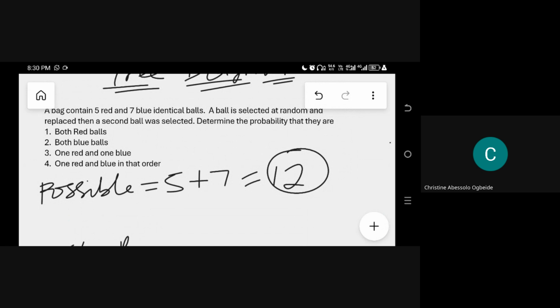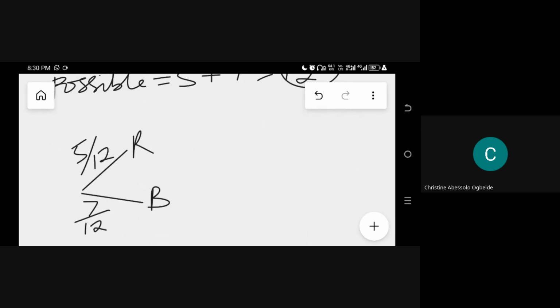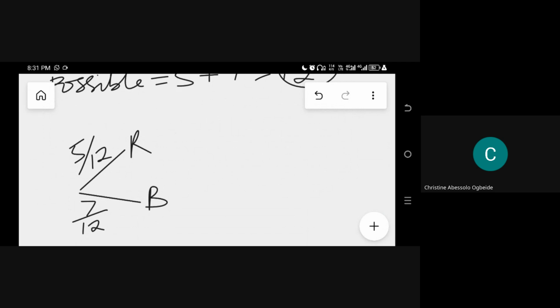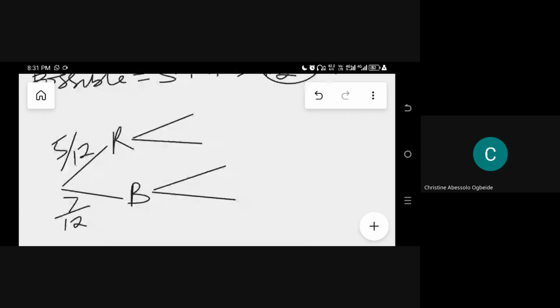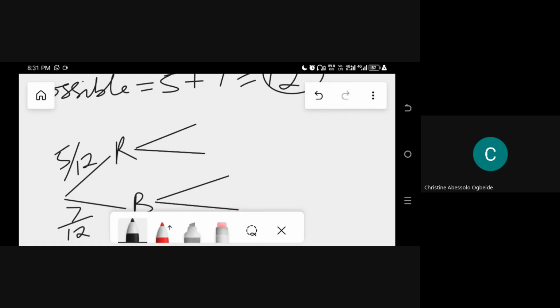Now, the question says that after picking that first ball, it was replaced, and then a second ball was picked. Meaning, after you picked the first ball and you've seen whatever outcome you got, you put it back in the bag before picking the second ball. So this tree here is the first time. Since you're picking a second time, this one gives out two branches, and this also gives out two branches. At the top here you would have red, this is blue, this is red, and this here is blue.